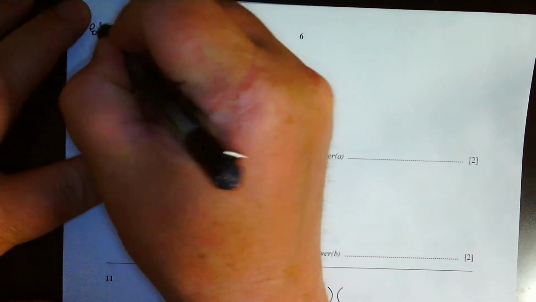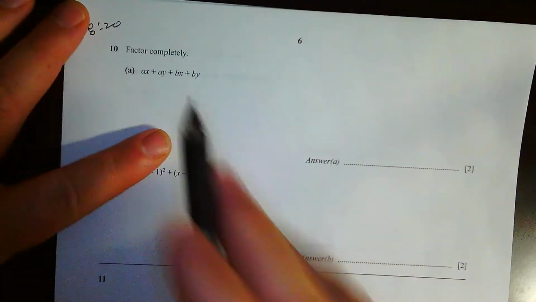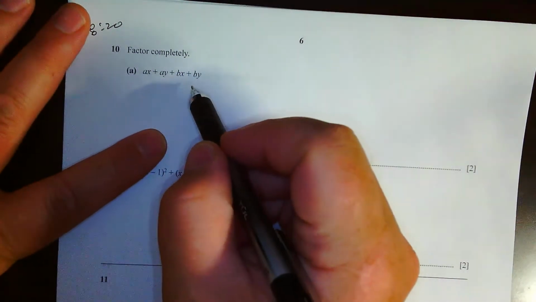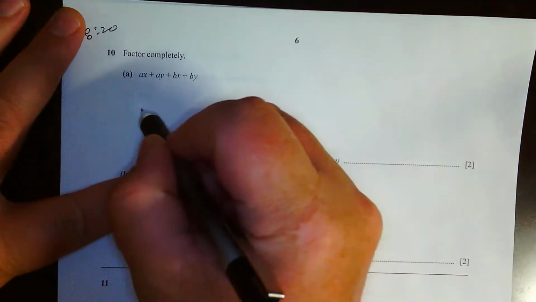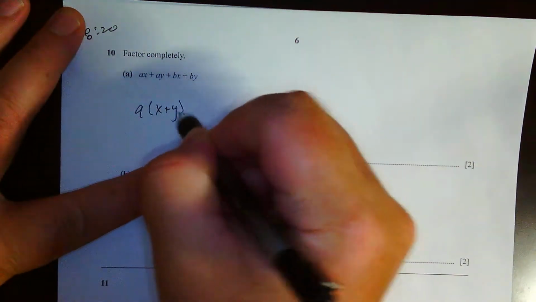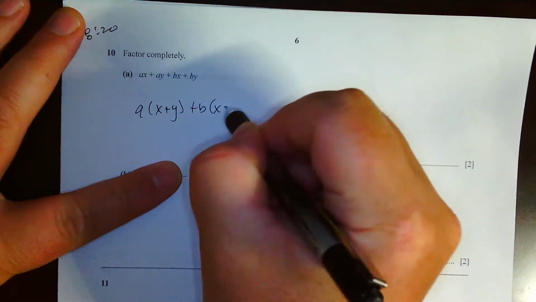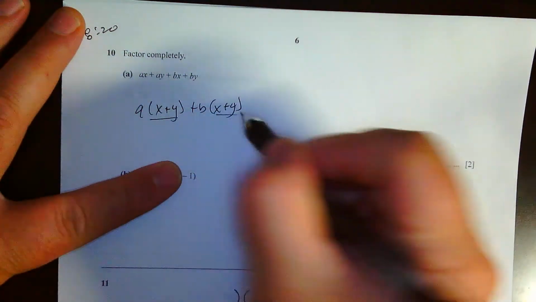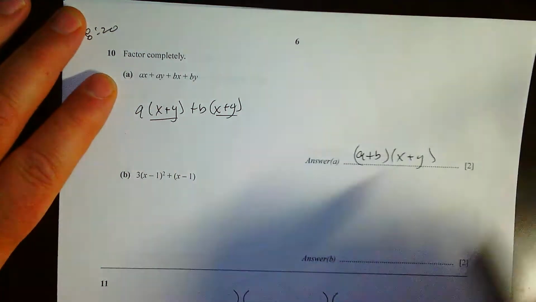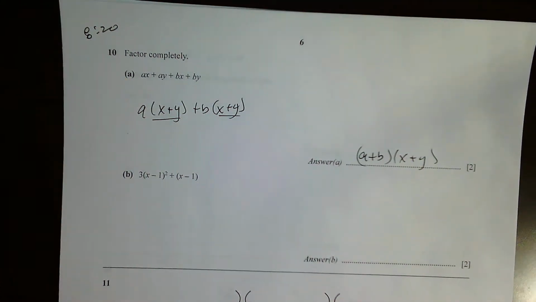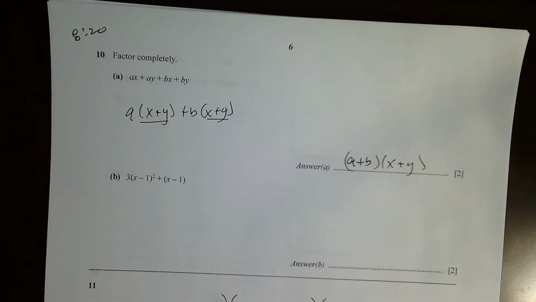This is at 8:20. So, factor. We have 4 terms. That's factor by grouping. You see how we can take an a out of these and a b out of these? So a, x plus y. Now you see how these two things are the same? Oh, dang. That's pretty fancy right there, isn't it?